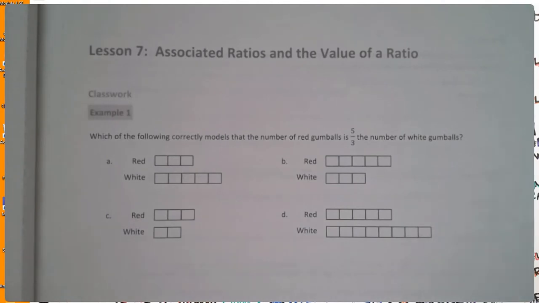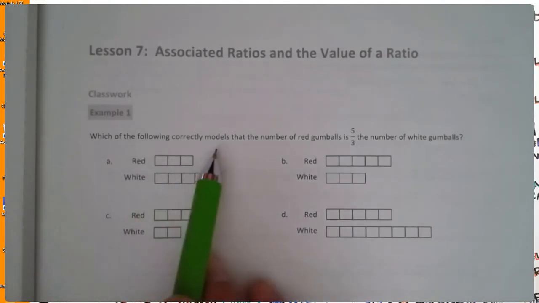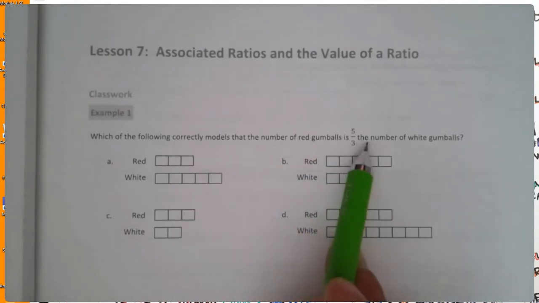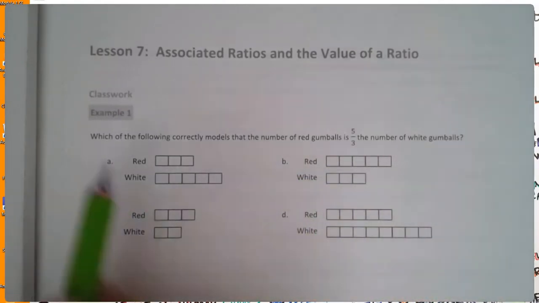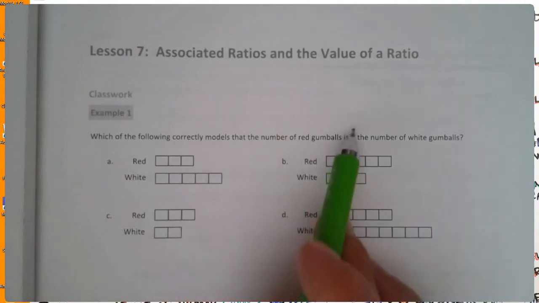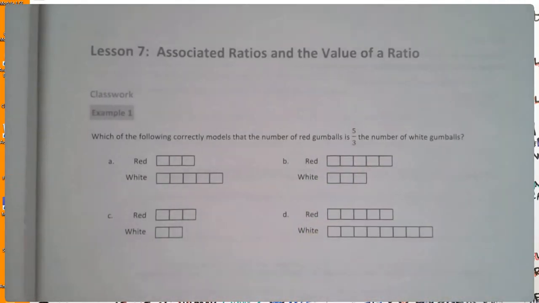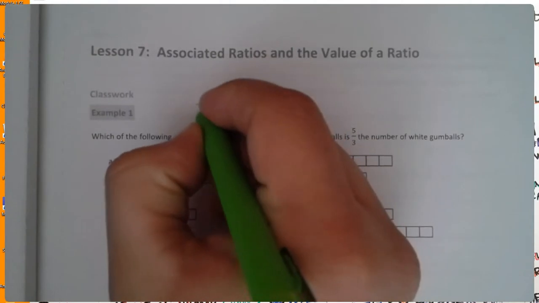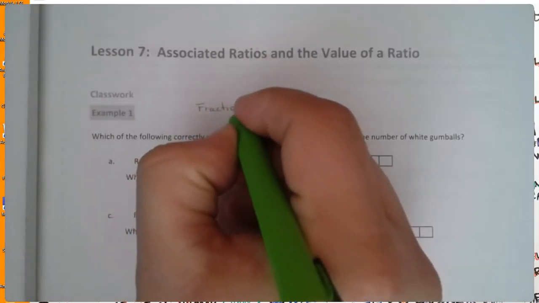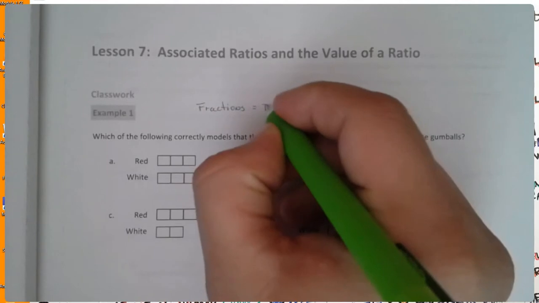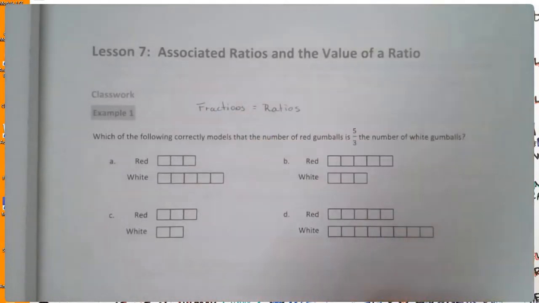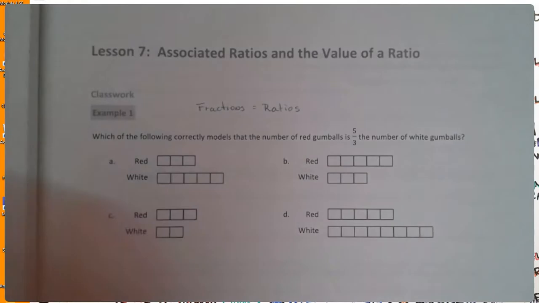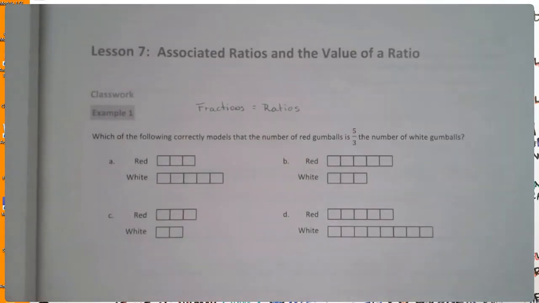Alright, so first question. Which of the following correctly models that the number of red gumballs is 5 to 3 the number of white gumballs? In other words, which of the following correctly models that the number of red gumballs is 5/3 the number of white gumballs? What you need to remember is that fractions are identical to ratios. We just don't see them as such. We don't say a fraction is a ratio and a ratio is a fraction, because we want to talk about the fact that ratios are a comparison of two different objects, where fractions are normally a part versus whole scenario. But they tend to be identical.